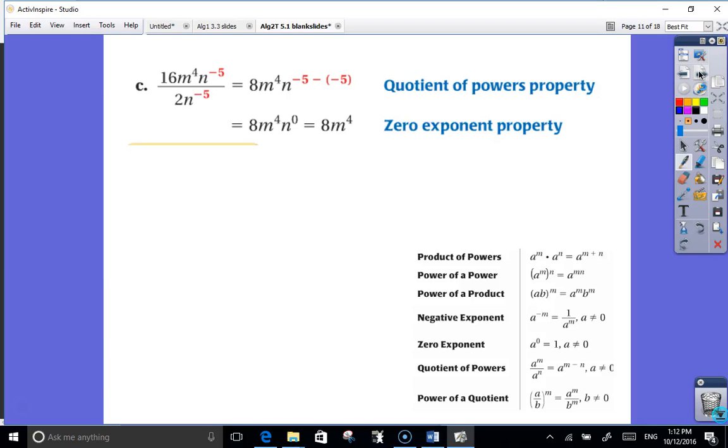And then the only other thing to simplify here is that you've got n to the -5th in the numerator and denominator. So they subtracted. -5 minus -5 is 0. And then because n to the 0 is 1, that one goes away. If I was simplifying this without even using properties of exponents, when you have common factors in the numerator and denominator, they cancel. Without actually having to use properties of exponents, you could have just canceled that. So the answer was 8m to the 4th.